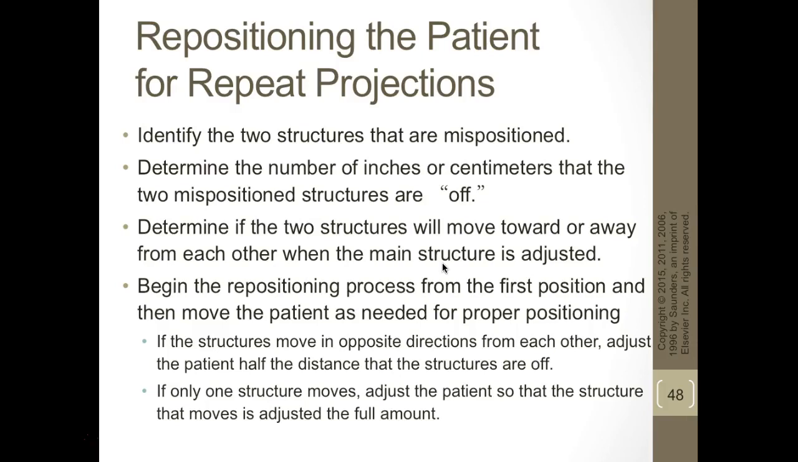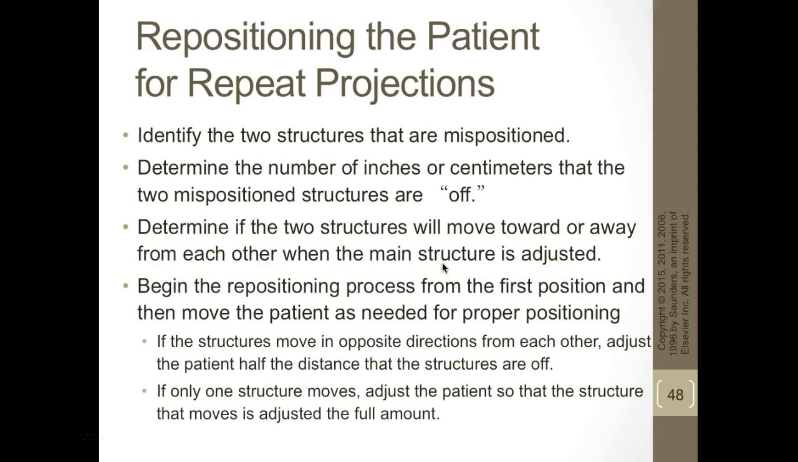So when you're repeating, you need to understand what, why, and how you're going to fix your image. You're going to identify the two structures that are mispositioned. You're going to determine the number of inches or centimeters that the two are mispositioned or off, we'll say. You're going to determine if the two structures will move toward or away from each other when the main structure is adjusted. So if you're going to rotate the knee more medially, what is that going to do to the medial condyle and the lateral condyle?